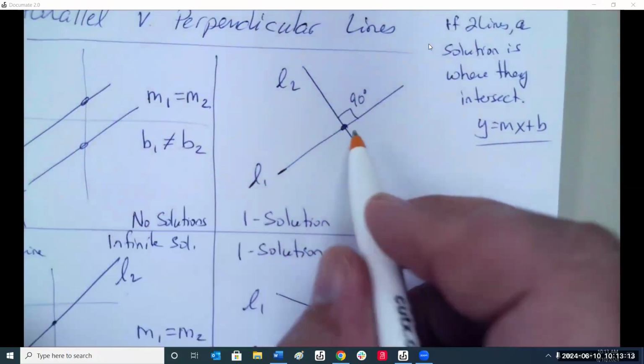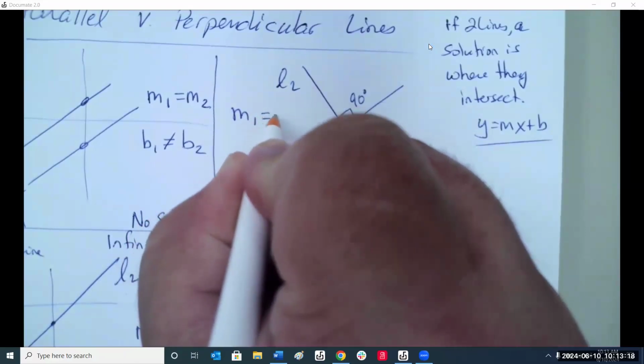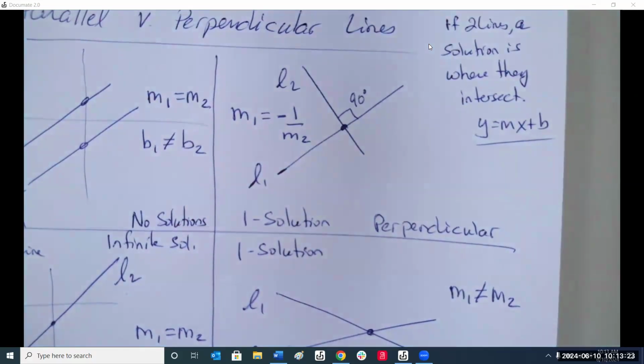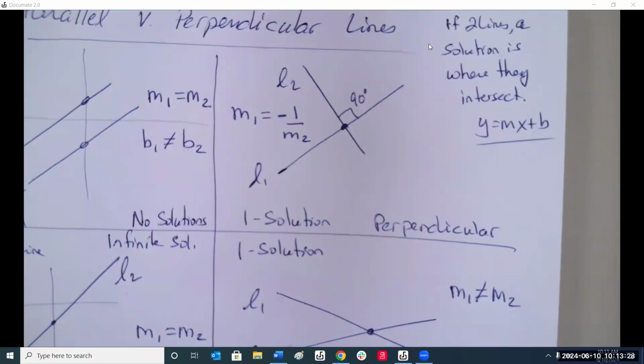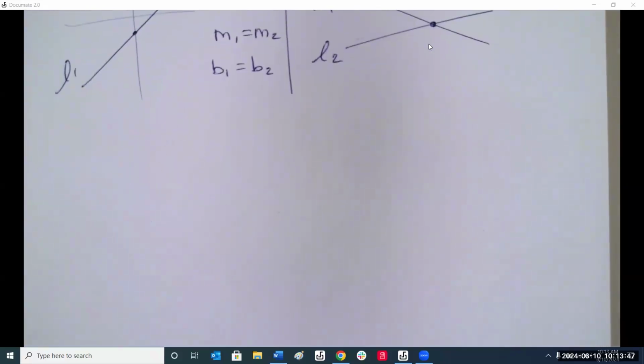Now, to be perpendicular, the slopes have to be negative reciprocals of each other. To be perpendicular, the slopes have to be opposite signs and they have to be flips of each other. Let's see what this means.